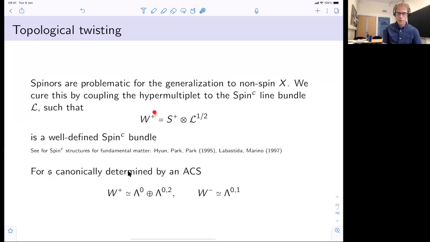Okay, I said W plus is well defined, and in fact, if S is canonically determined by an ACS, then W plus corresponds to the bundle of zero forms plus the bundle of anti-holomorphic two forms, whereas W minus corresponds to the anti-holomorphic one forms. Okay, they are always well defined on an arbitrary oriented four-manifold. So this coupling of the hypermultiplet to a spin C line bundle, that's what we will do with that extra flux of the extra U1 multiplet.